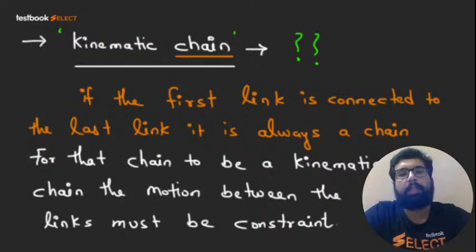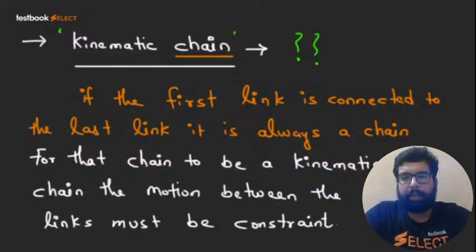So if a chain is to be a kinematic chain, I told you in the last session that if the kinematic word is attached to something, it is going to mean constraint motion. Anything when we call it kinematic, it is referring to the constraint motion, right?